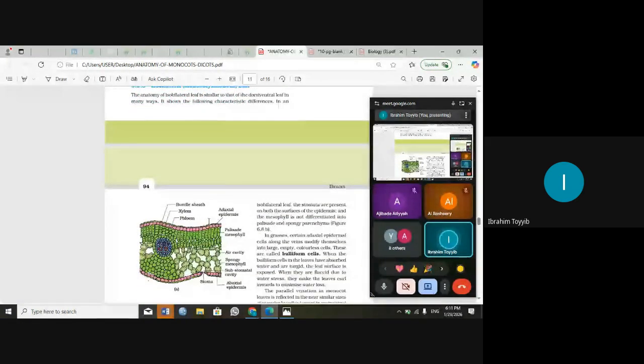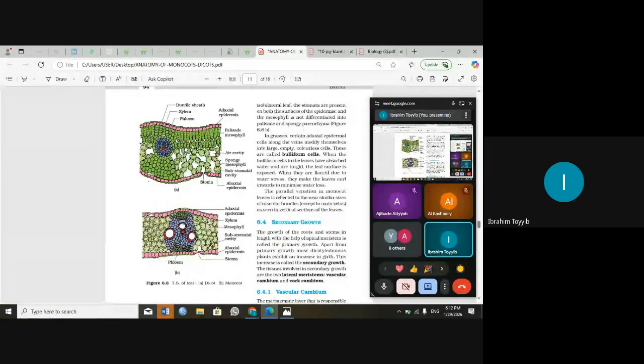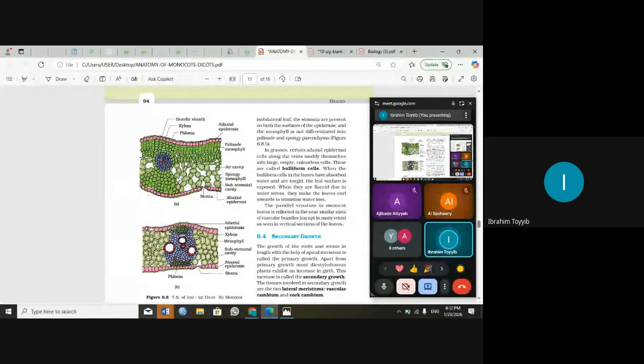So let's look at the diagram of the leaf. This is the diagram of the dicot leaf and monocot leaf. This A is for dicot. If you see something like this, you can see that the xylem and phloem are in the middle. But in this one, they are at the left-hand side. Whenever you see the structure of this, note the difference.